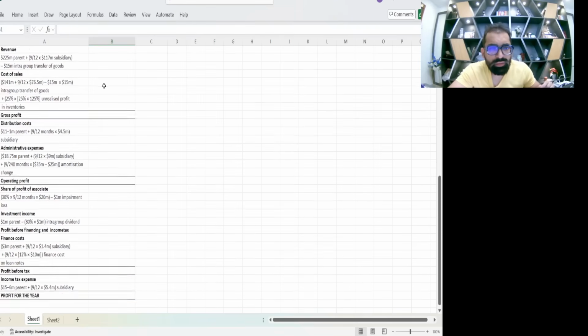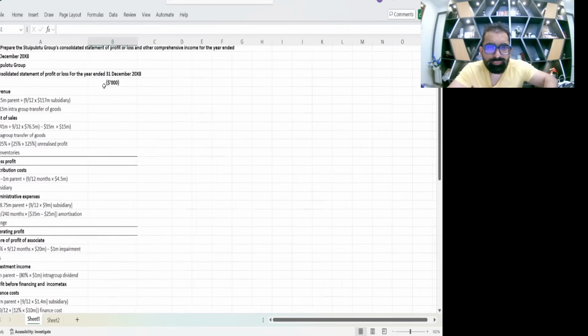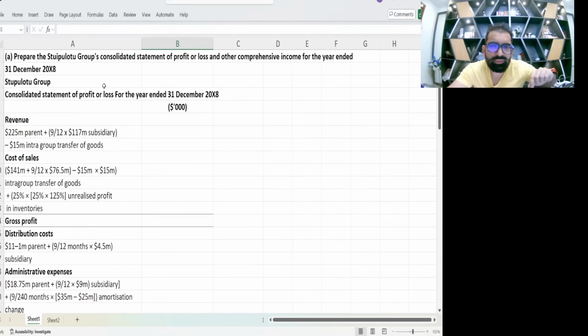Dear students, let me show you the consolidated income statement. See, first see the heading: consolidated. I have given the first heading as consolidated profit and loss, and then I'll give a separate heading for consolidated OCI. And yes, we are doing it using the new latest IFRS 18, the new standard.